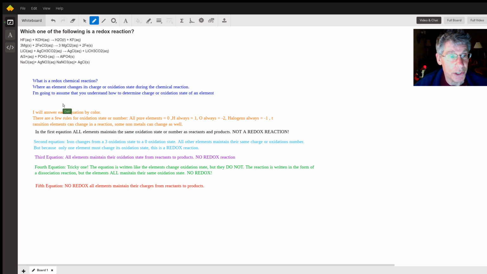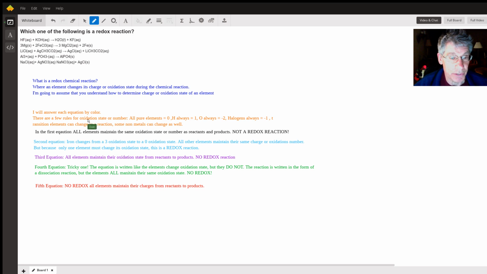Now, in the first equation, if you look at the charges, how you put these compounds together, you will notice that all the elements maintain the same oxidation state or number. So that means that it is not a redox chemical reaction. No elements are being reduced, which means that you're going to gain an electron, or oxidized, which you're going to lose an electron. None of these will gain or lose electrons. They keep the same oxidation state.